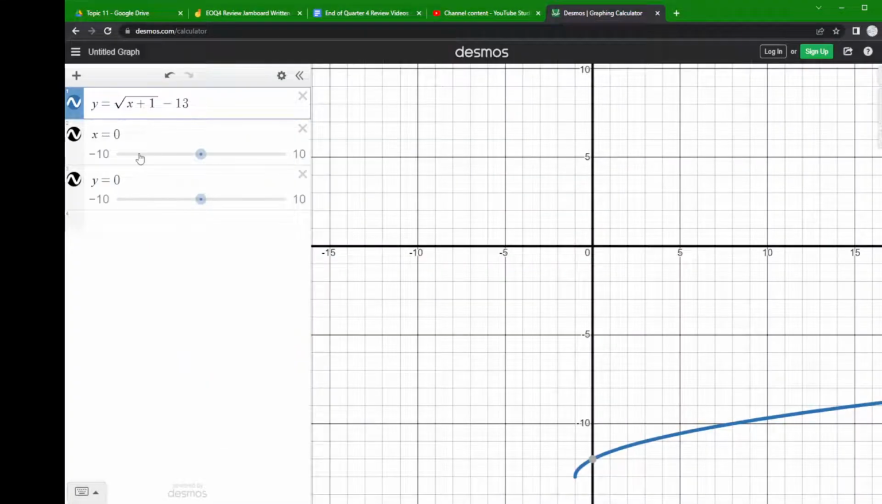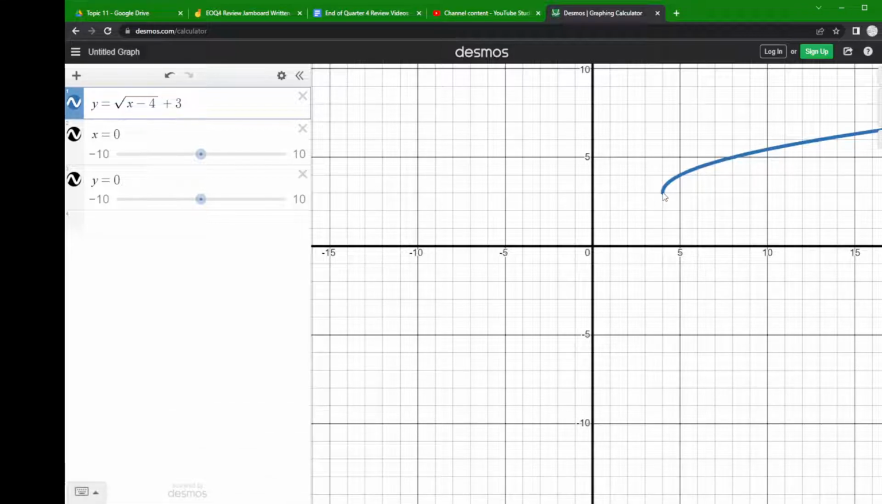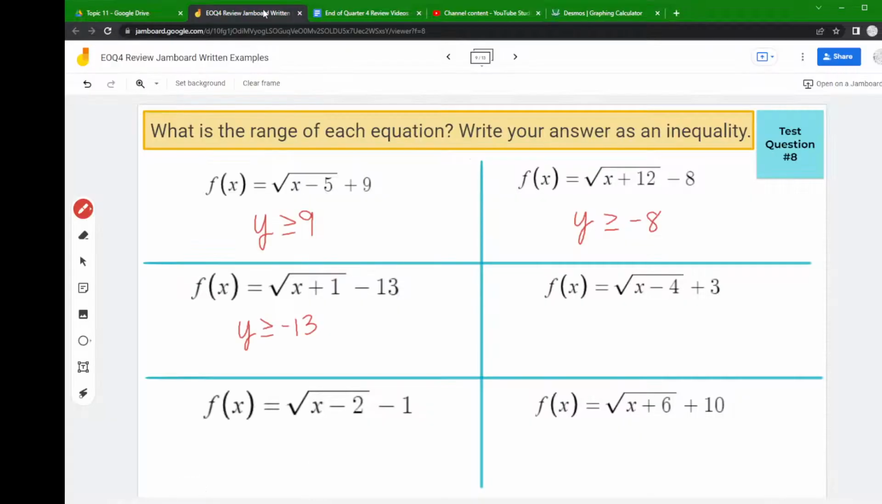Alright, wow, we put a lot of examples of this on the slideshow. That's alright, good practice. So we have x minus 4 and then a plus 3. The minus 4 is describing translating to the right by 4, and the plus 3 shows up by 3. So the lowest point on my graph here for the range is at 3, and then it continues to go up forever. So I would say that y is greater than or equal to 3.